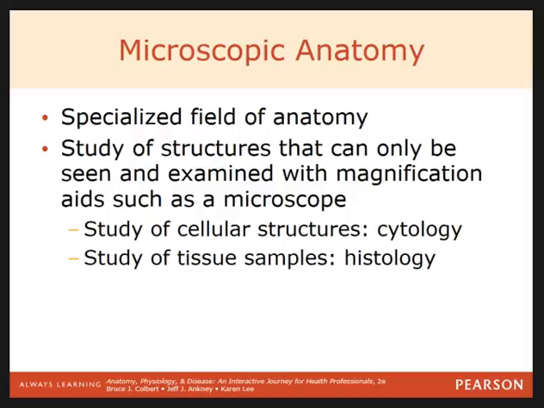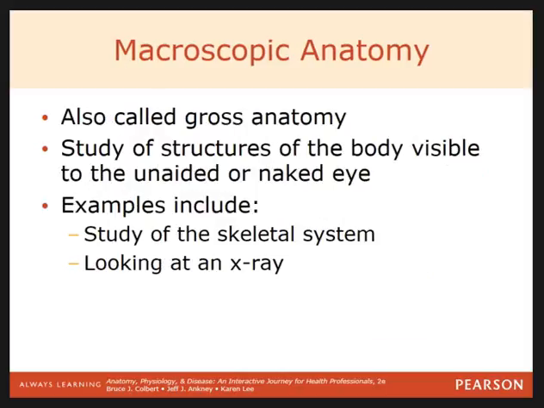So that would include things like cytology, which is the study of cells, or histology, which is the study of tissue samples. Whereas macroscopic anatomy, which is also known as gross anatomy, is something that you can see with a visible naked eye. So that would be a skeletal system, looking at an X-ray, describing the makeup of a hand and the bones located in a hand, for example.